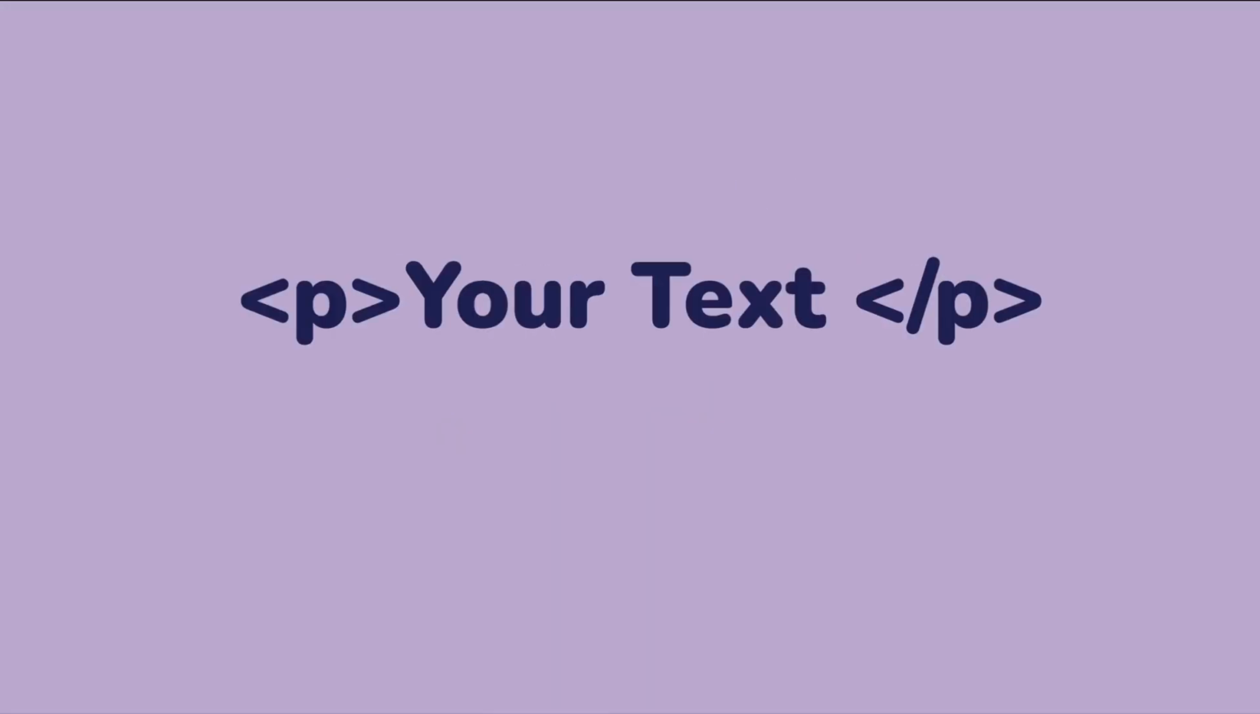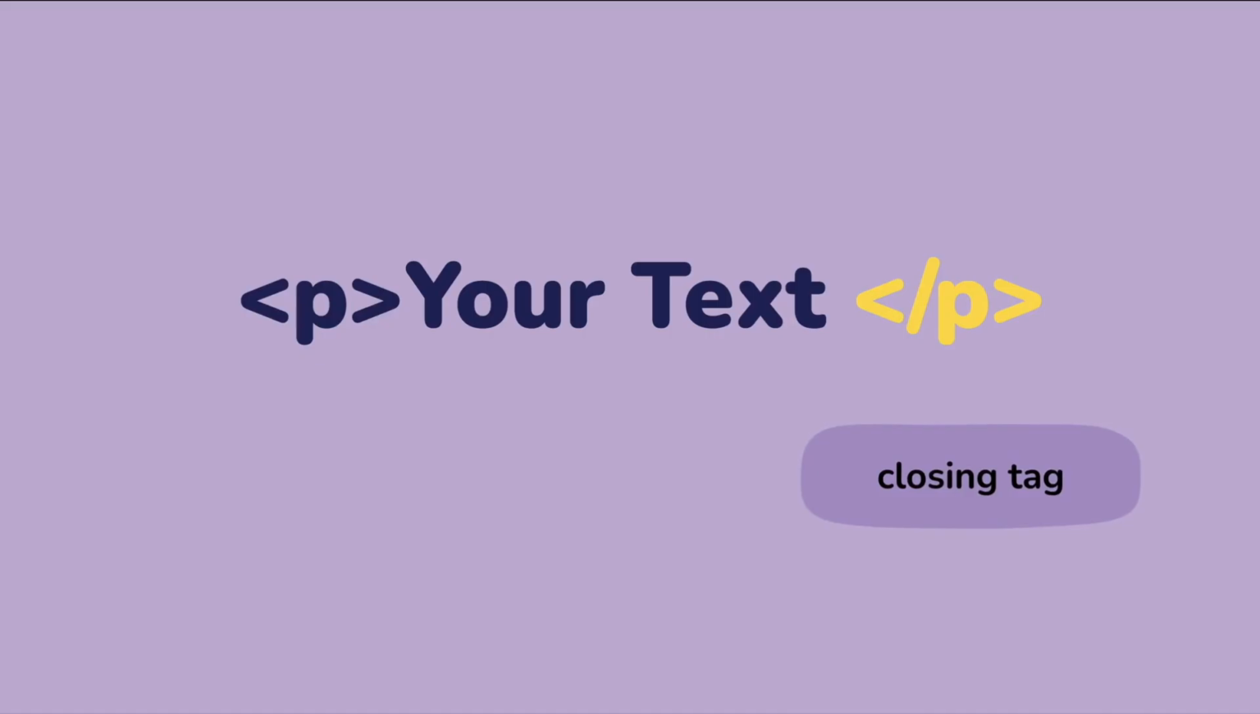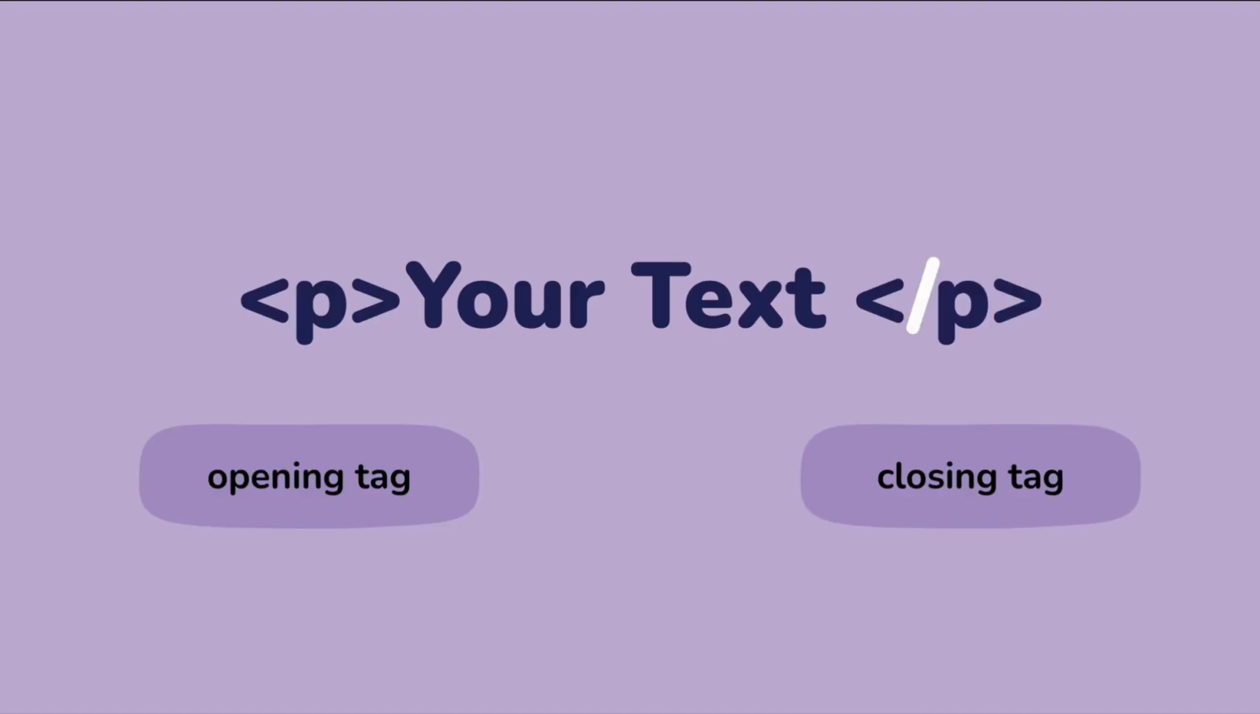Tags are written inside angle brackets, like this. If you want something to be a paragraph, we use the paragraph tag. The paragraph tag is simply the letter P inside angle brackets, so we write it like this. Notice something important here. There are two parts. The first P tag is the opening P tag and the second P tag is the closing P tag. The only difference is the forward slash in the closing tag.